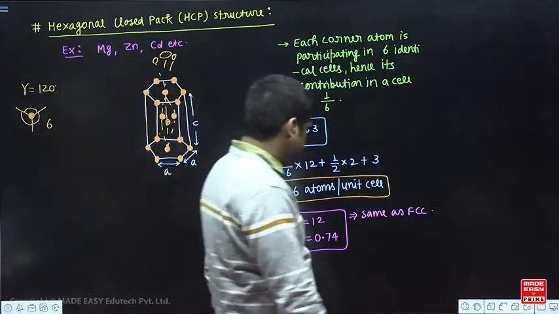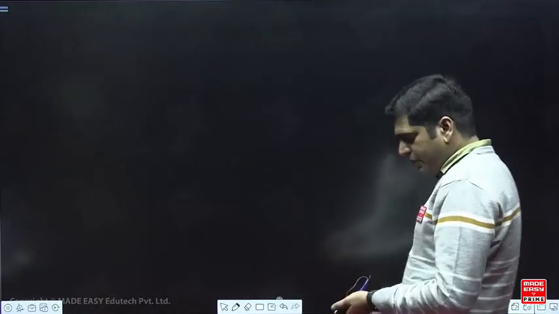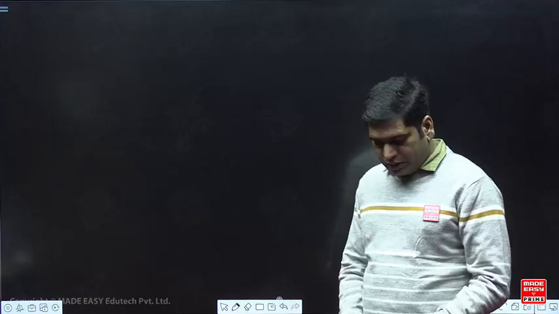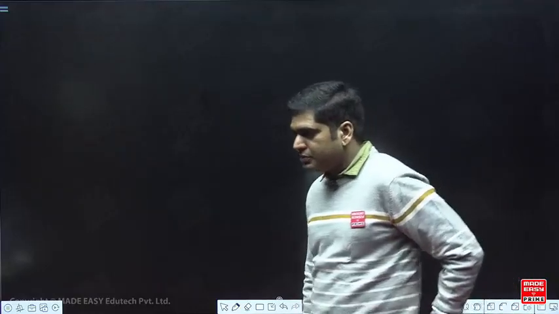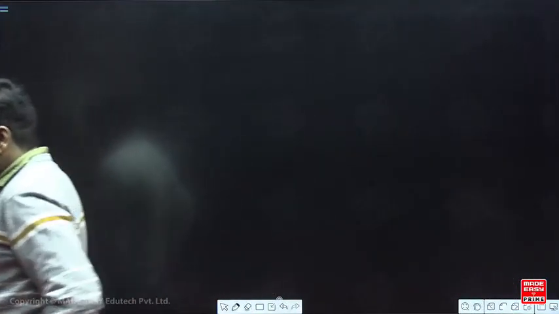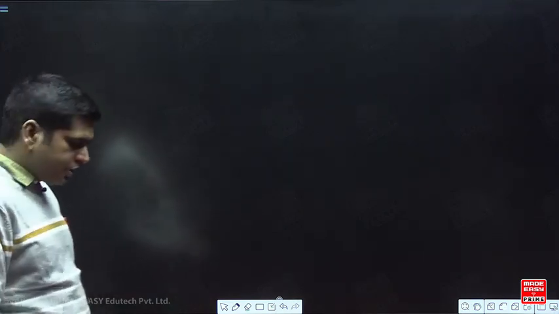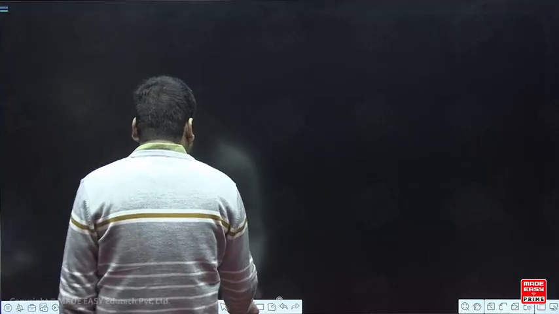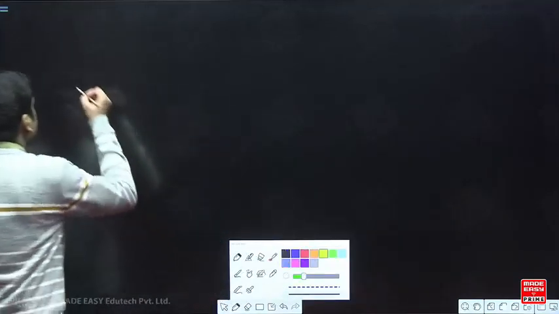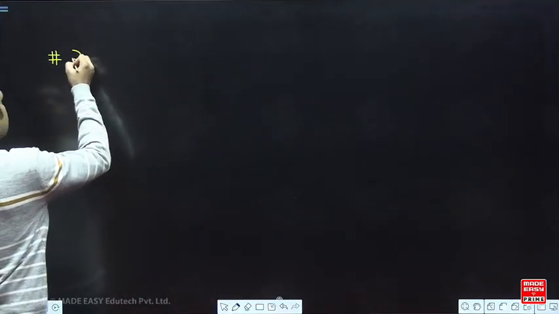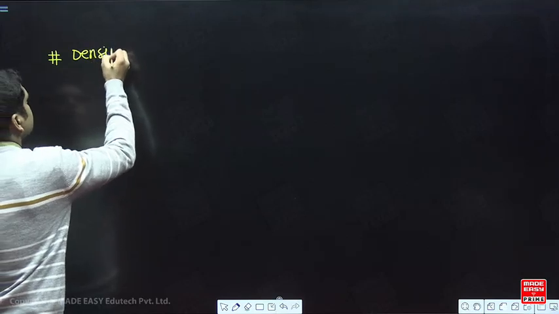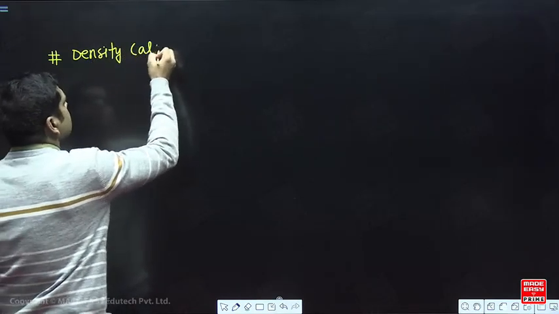Noted? Okay, let us go ahead. If we know the crystal structure, we can comment on the several properties of the materials. One of the very important properties is density of the material. Density of the material can be calculated if we have an idea about the crystal structure. How? Let us see. So let's put the heading: density calculations.